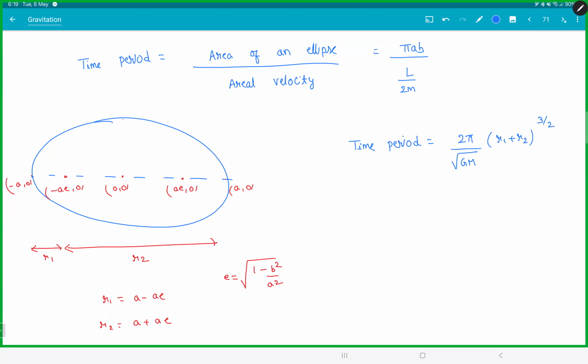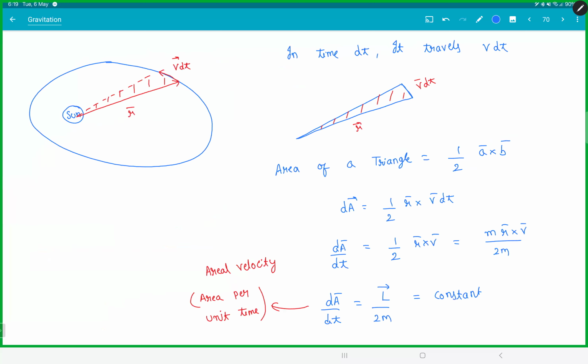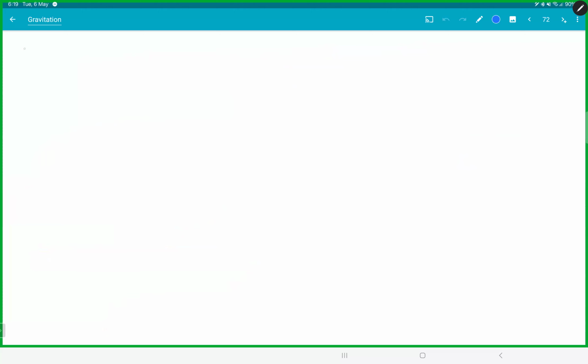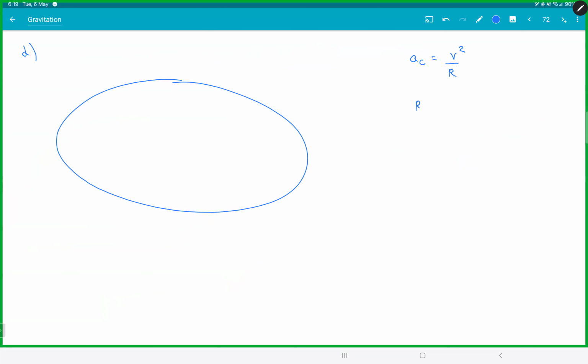The areal velocity is a tricky part. You won't get an idea of this on your own; you should have seen this before. But keep this in mind, it's quite a useful thing. Now, how do you find the radius of curvature? That is a little easier. In circular motion, we studied the radius of curvature. Centripetal acceleration is v square by r, so the radius of curvature is simply v square by the centripetal acceleration.